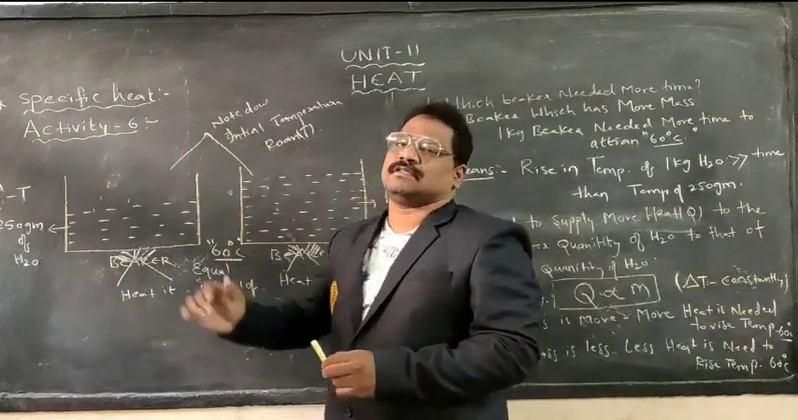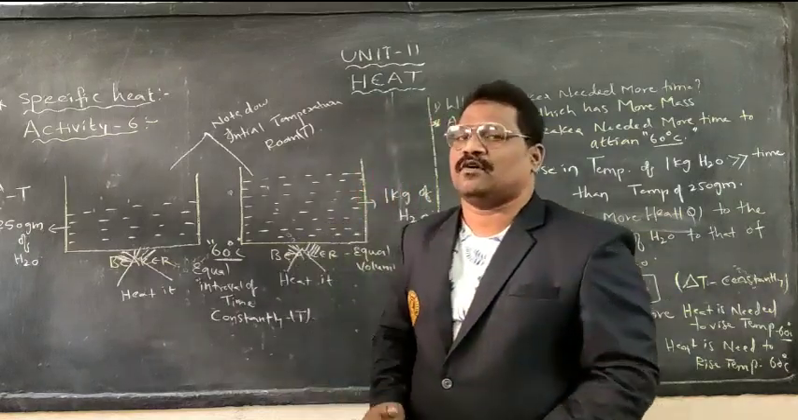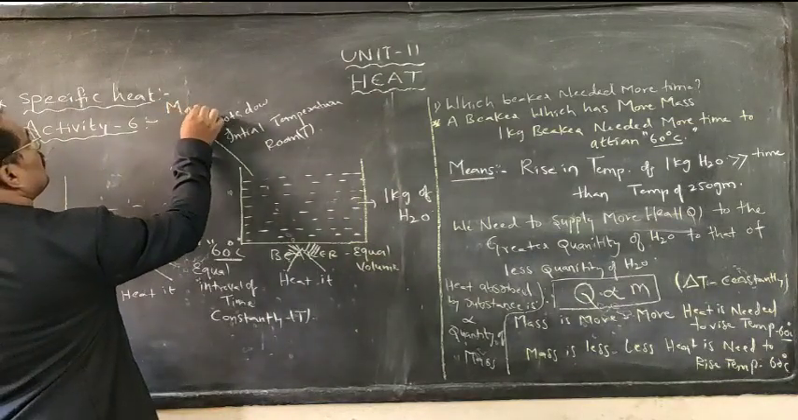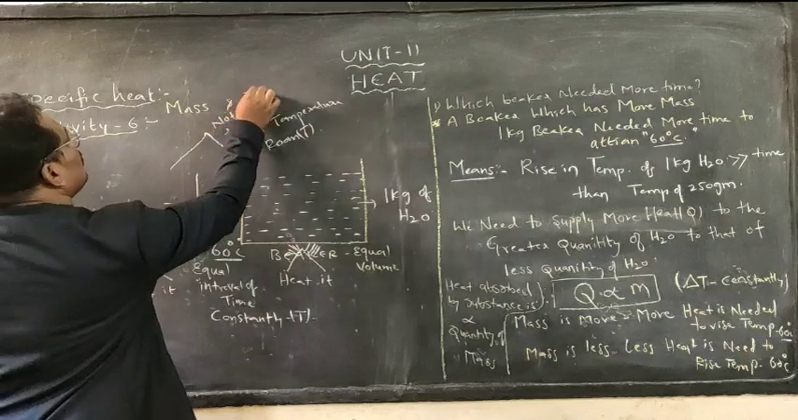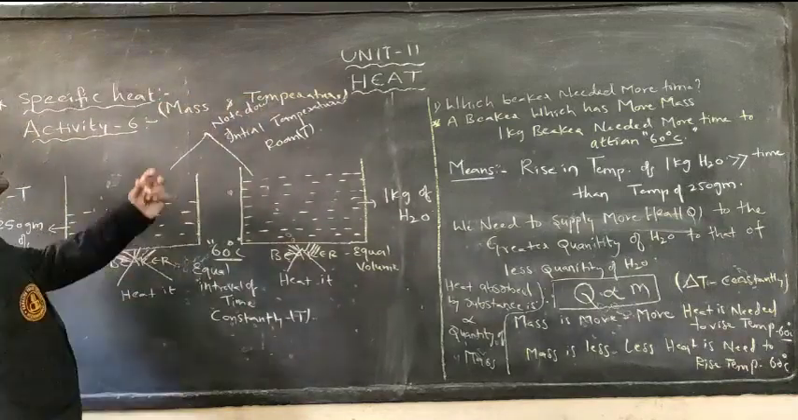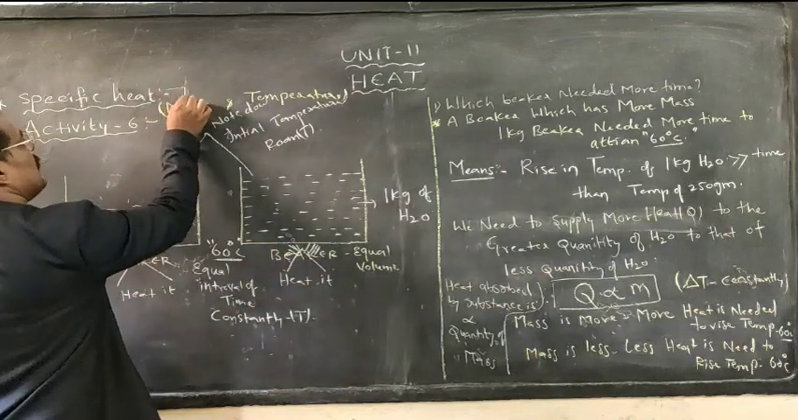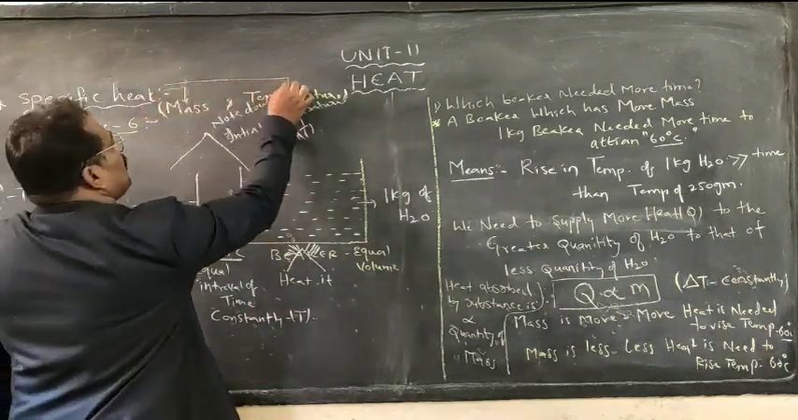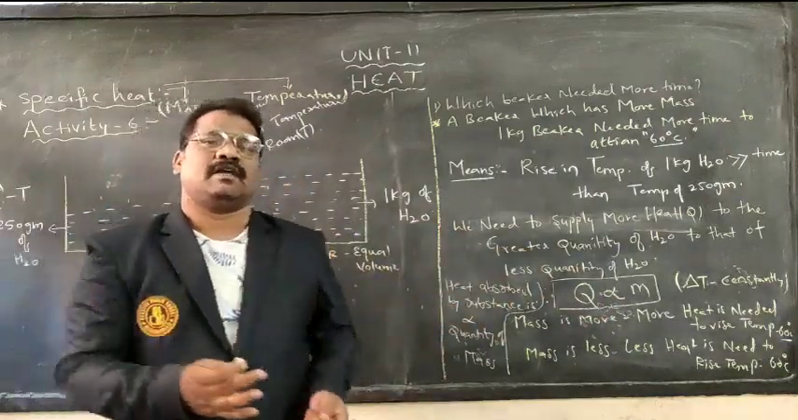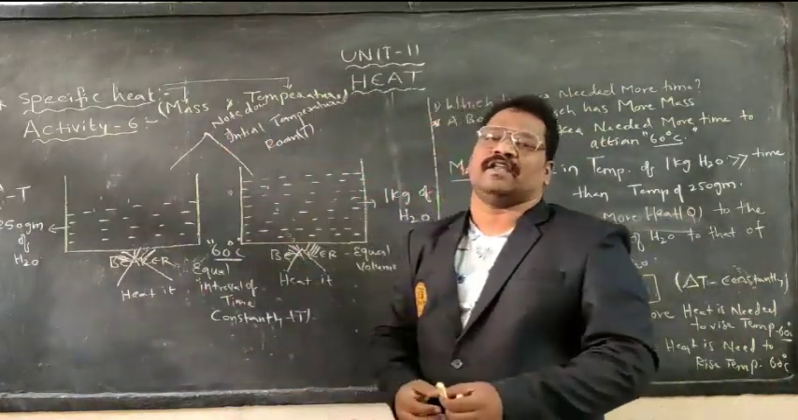Within this activity 6, we are going to discuss that specific heat of a substance depends upon two different quantities: one is the mass of a substance, the other one is temperature. Individually we are going to frame a relationship. Depending upon mass, it has one relationship. Similarly, depending upon temperature, it has its own relationship. How that relationship exists, that particular concept can be explained clearly by using activity 6.